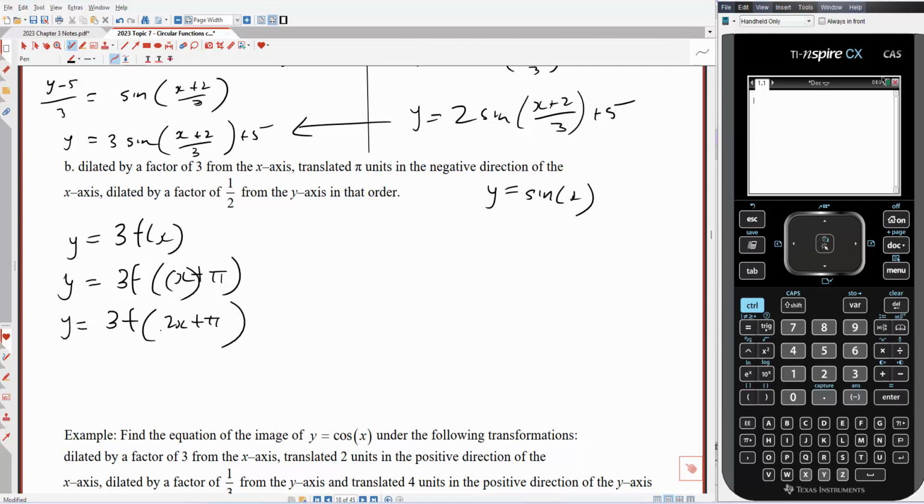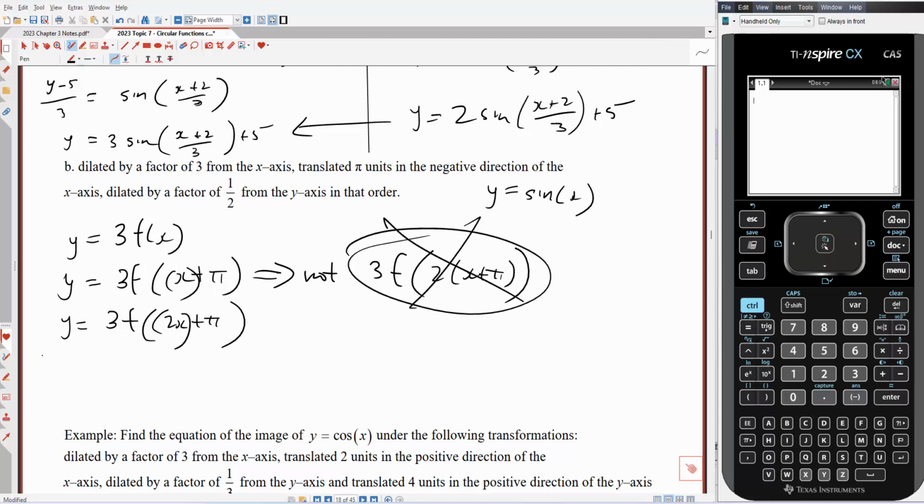So instead of x, we replace it with 2x. Okay, now what some students will do is confuse this here and go 2 bracket x plus pi. So just watch out for that. It's this step here, 3f of 2x plus pi, not this. Alright, so once we got this out here, all we're going to do now is rewrite y equals sine x with the transformations, which is 3 sine 2x plus pi.